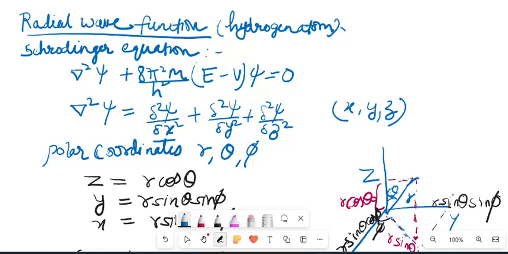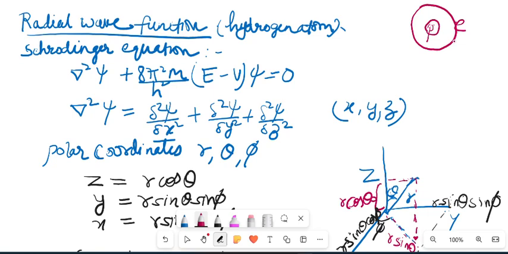Now we will study the radial wave function for the hydrogen atom. As we know, the Schrodinger equation is for the wave function of the electron present in the hydrogen atom. Here is the nucleus, with one proton, and here is one electron. So this is the equation of the wave function for this electron.